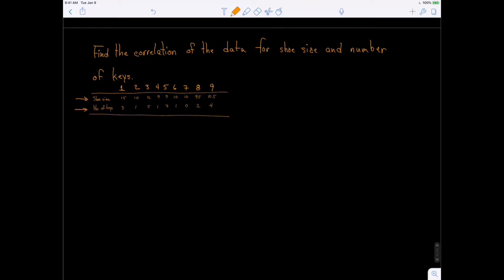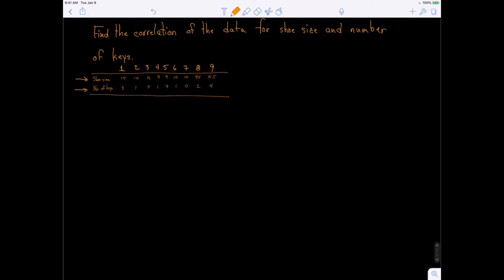For example, student 7 wears size 10 and has no keys. How do they do that? Well, let's see what the picture looks like, and then we'll see what kind of a relationship there might be. All right, so here we go.